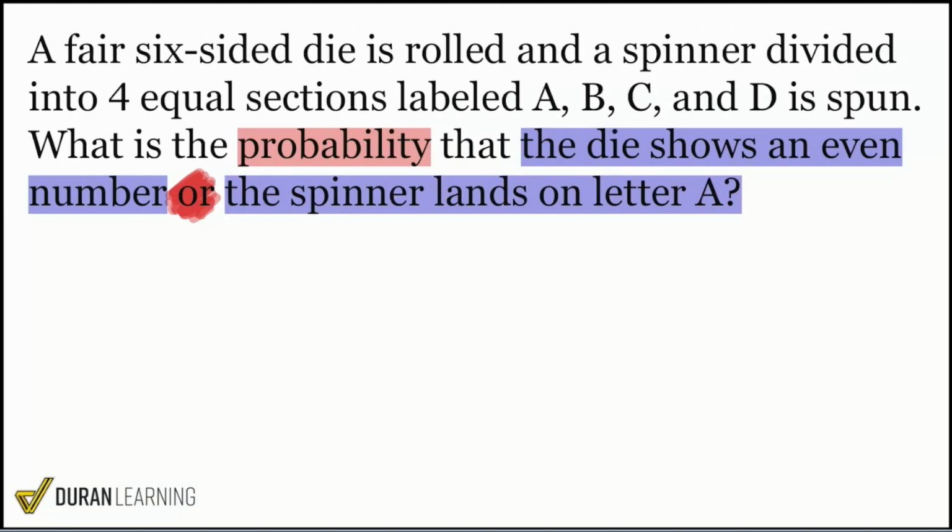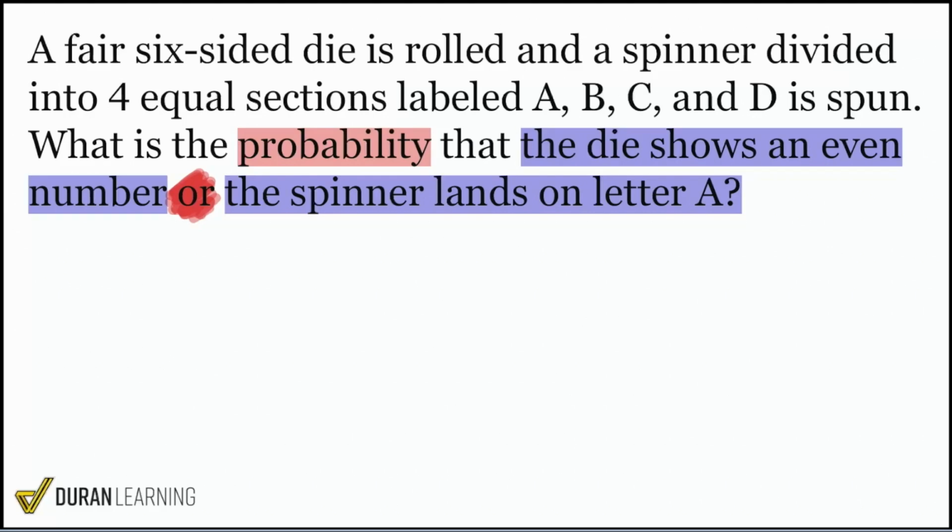So take a look one more time. This is how we know that we're dealing with a compound probability problem, specifically with the word or, because we ask for 2 probabilities. We ask for this probability, the dice landing on an even number, or the spinner landing on the letter A. So that's how we know, the word probability with the word or separating those events. So with that, let's write this down.